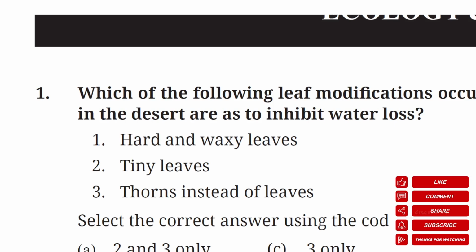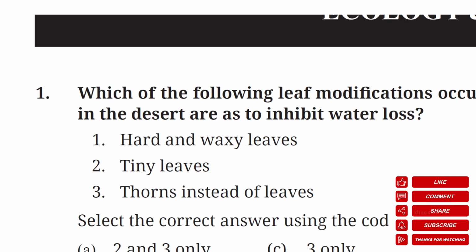Hard and waxy leaves, tiny leaves, thorns instead of leaves. So it is a very easy question. You can easily analyze the options and understand that obviously all the options are correct here, because adaptations have to happen in the desert. By adaptations only the plants are going to survive. So adaptation in desert areas is mostly for survival. Desert plants have adapted to the extremes of heat and aridity by using both physical and behavioral mechanisms, much like desert animals. So we do see such modifications in the animals also.